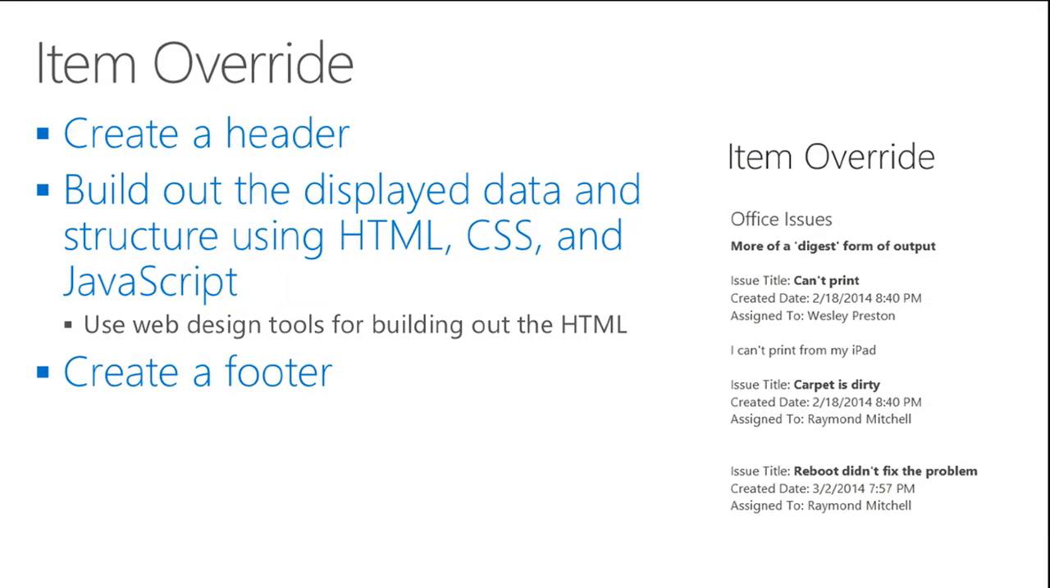So for an item override, though, you can create that header if you really want it. You're spending most of your time building out the display data, and you're using all the standards: HTML, CSS, and JavaScript. Another nice thing is that you can actually use your other third-party tools to build that page out, how you want it to look, and then just take the HTML from that and piece it together in your override. So you don't have to be doing it by hand in here. But it becomes a pretty powerful tool.